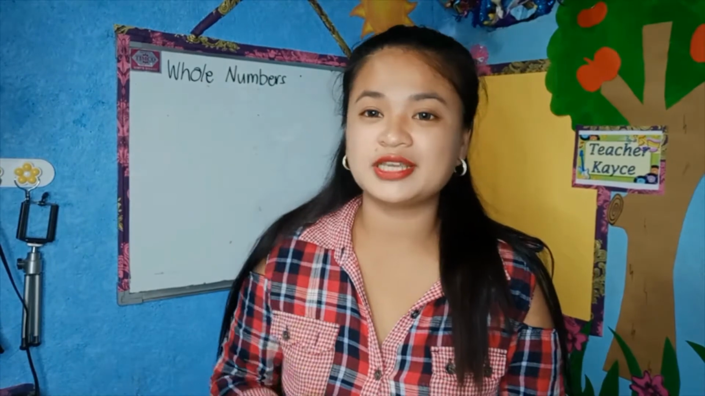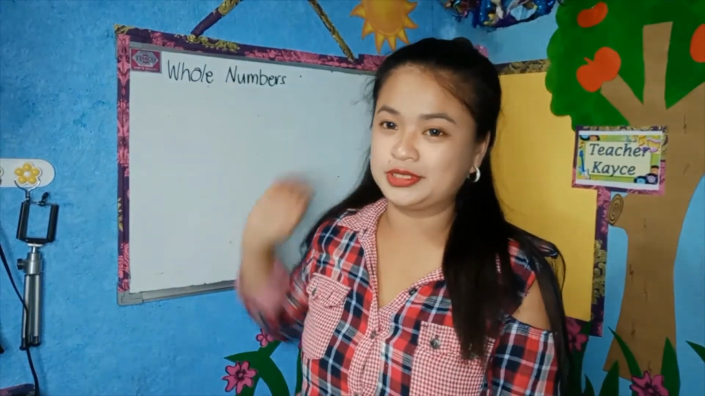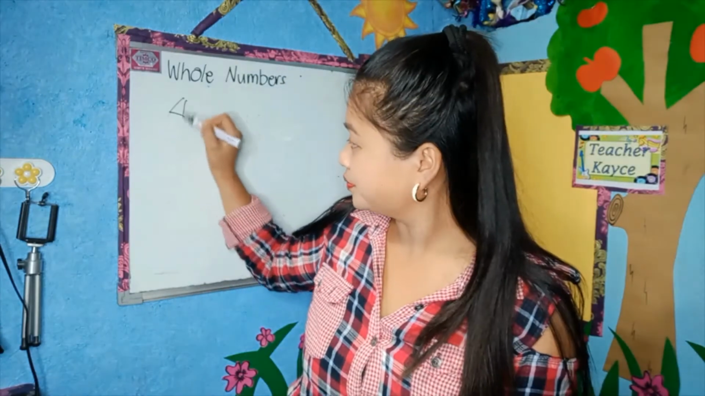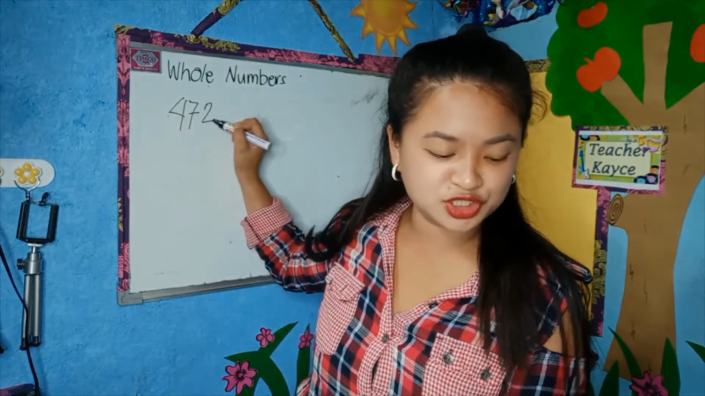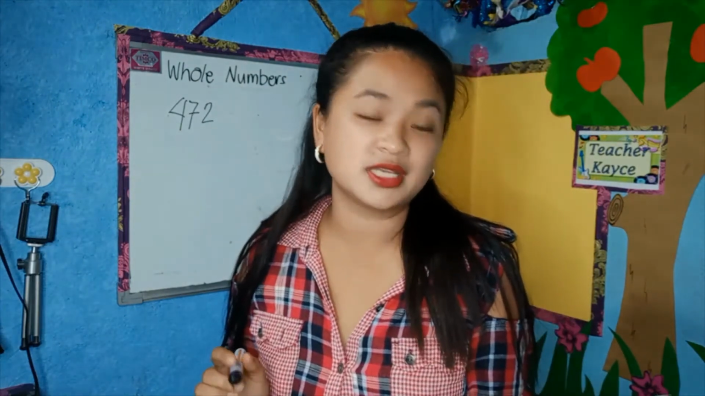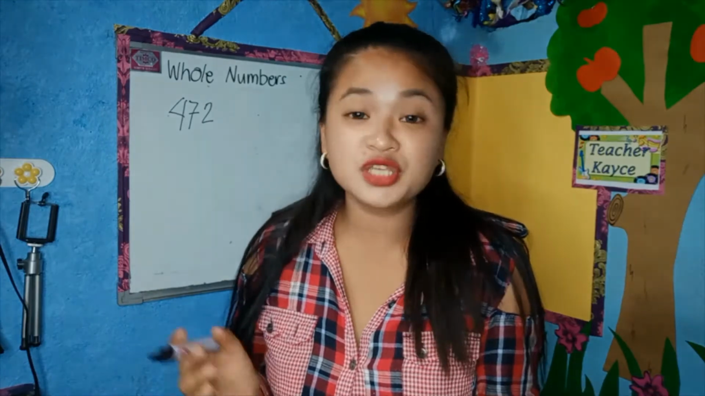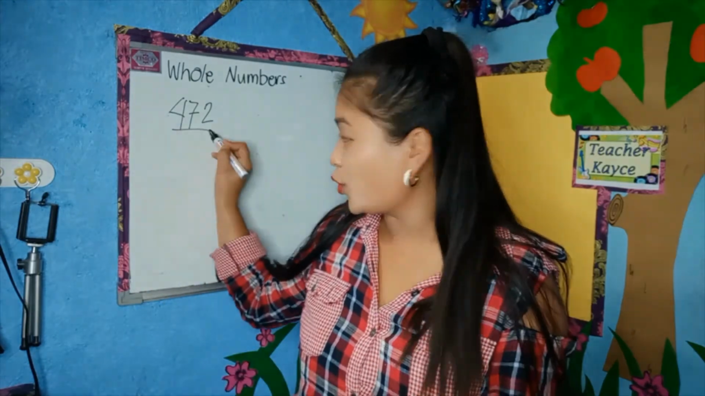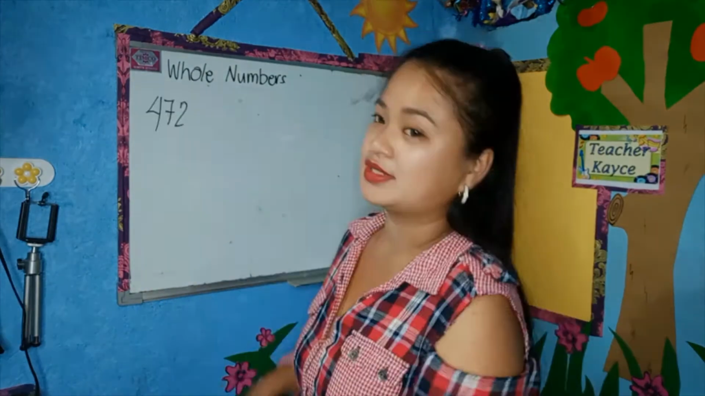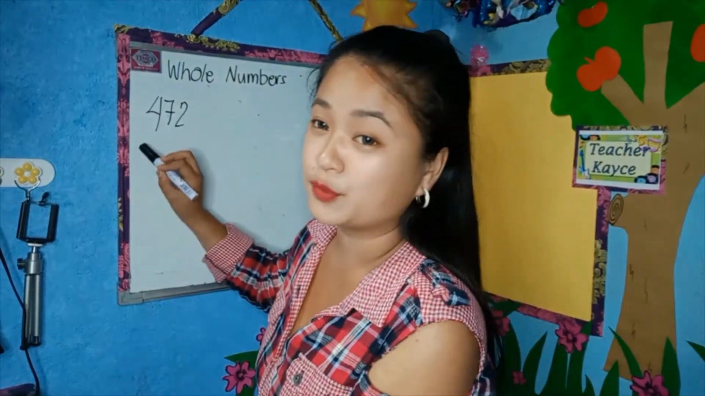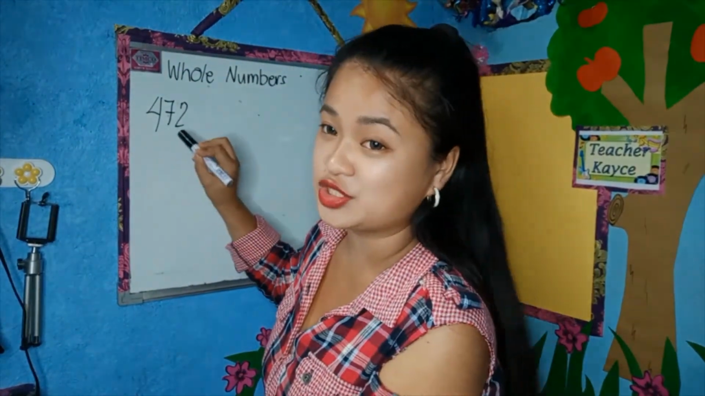For the first lesson, we're going to learn about the whole numbers. You can turn your book to page 2. I'm going to read the paragraph, and please follow with me. There are 472 colored plastic balls in the playpen. How do you read and write 472? We have here the number 4, 7, and 2.